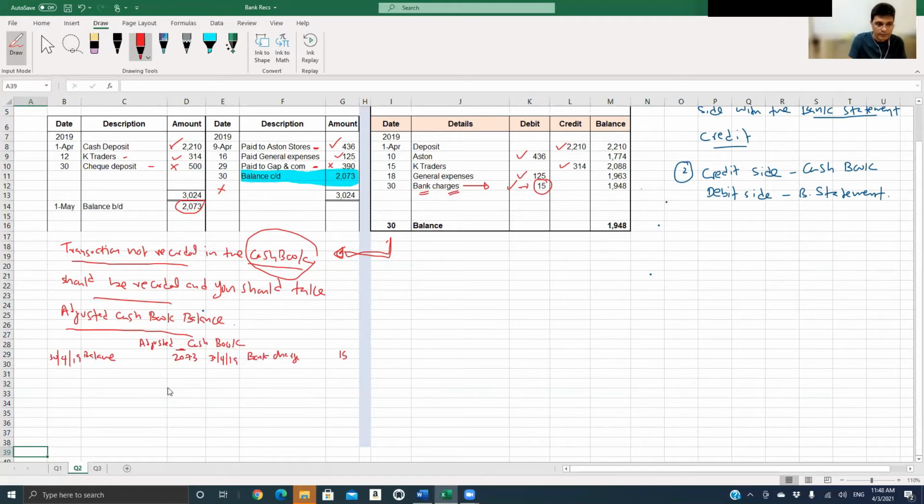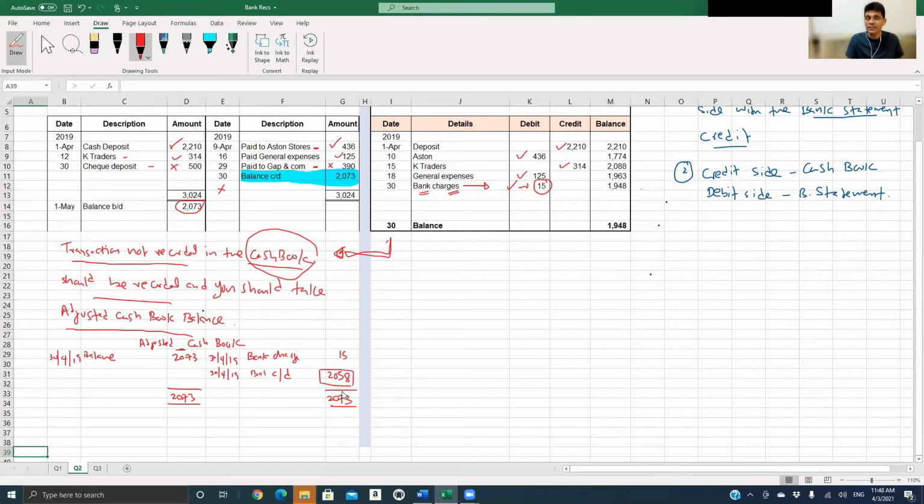Okay. Now you take the adjusted cash book balance. 2073. So what should be the adjusted balance? Balance carried down should be how much? 2073 minus 15. How much? 2058. This is the adjusted cash book balance.